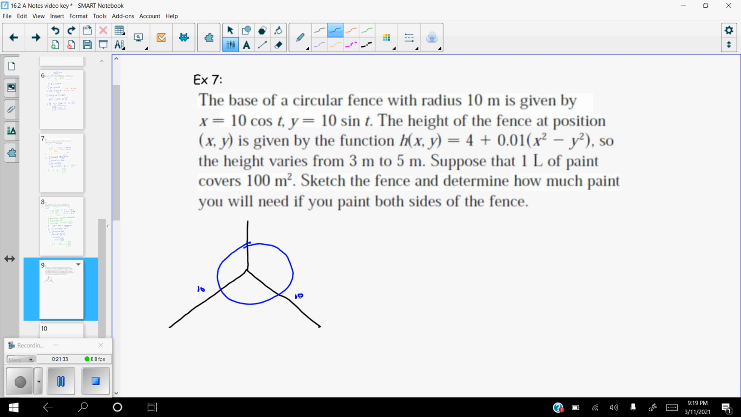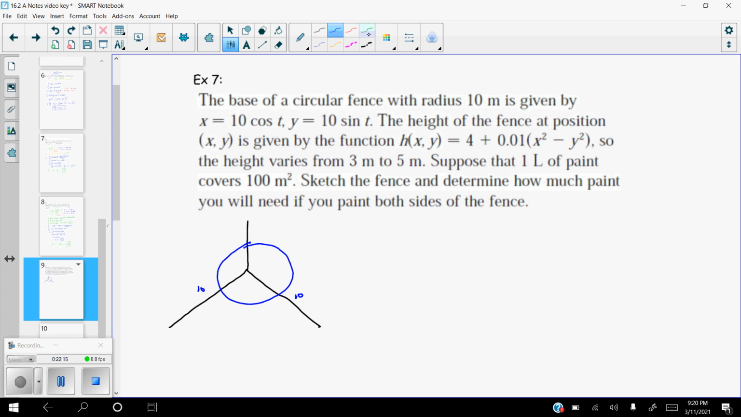It says that it varies between 3 and 5 meters. I shouldn't assume, oh, we could use the height function to figure it out. Okay. So when x is 0, y would have to be 10. So that would be 4 minus, let's see, 10 squared is 100. 100 times 0.01 is 1. So 4 minus 1. Okay.